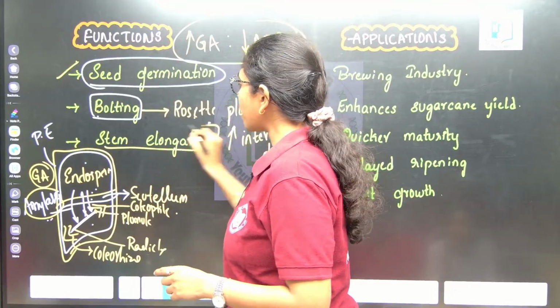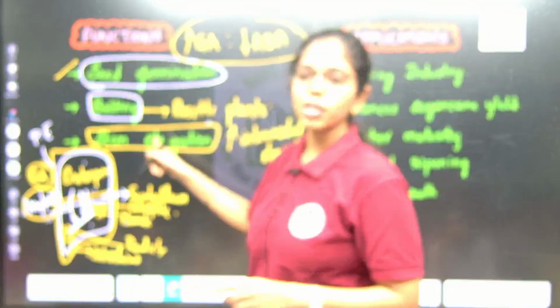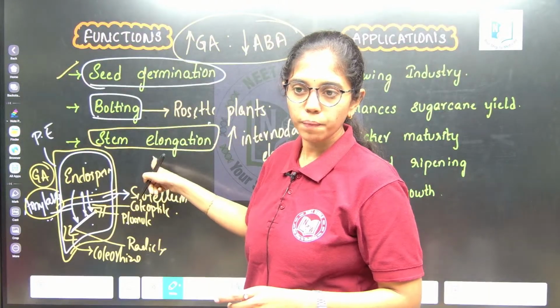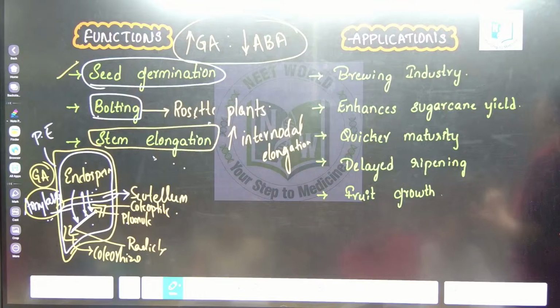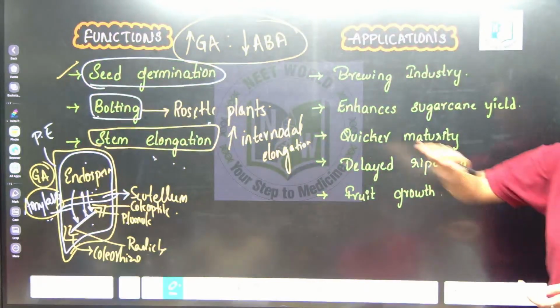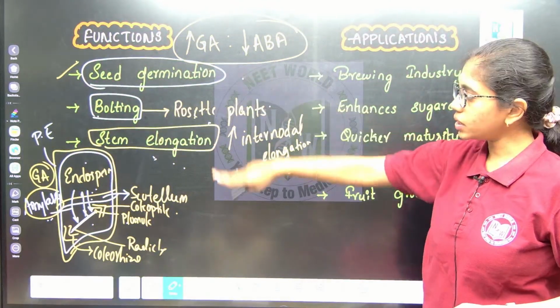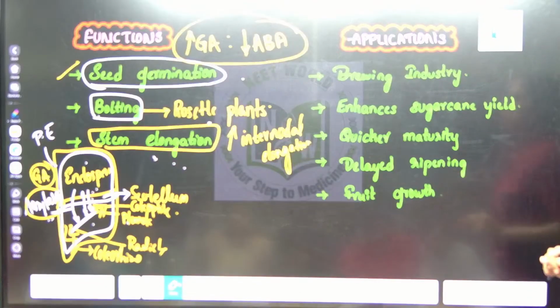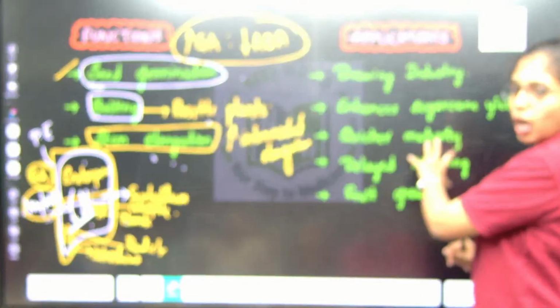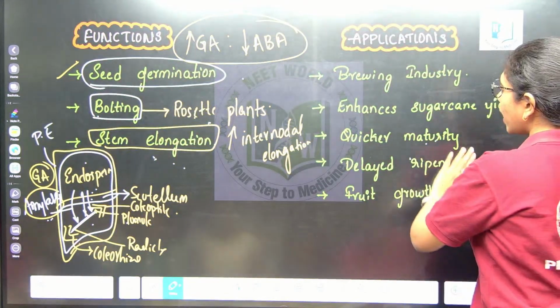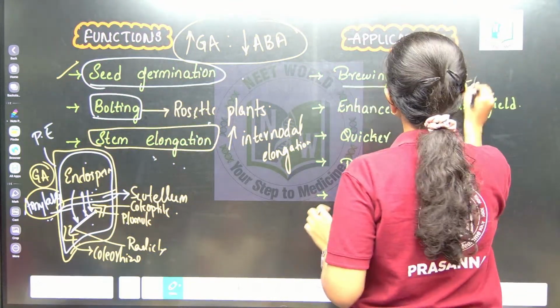Next is stem elongation. We have seen it in the discovery itself, no? Gibberellins promote stem elongation by promoting the growth of internodes. And you are clear with seed germination. These three are the major functions of gibberellic acid. Now, how are gibberellic acids applied? How are they used? They are used in brewing industries. How?